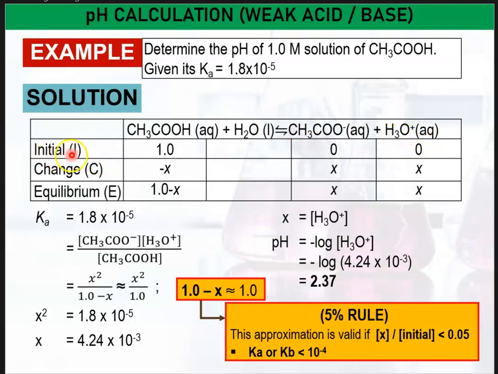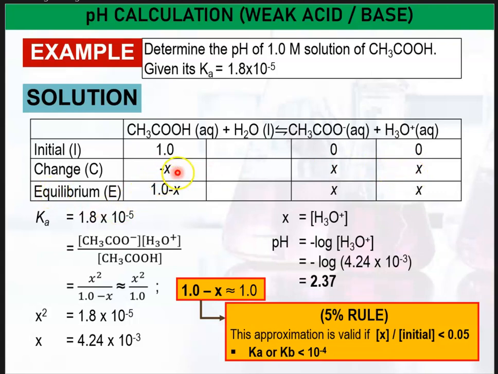So initially we have 1 molar of the acetic acid. We don't have anything on the right because it does not dissociate yet. The concentration of acetate ion and hydronium ion is 0. When it changes, it means it dissociates. When it dissociates, minus X, on the right side we write plus X and this also plus X.